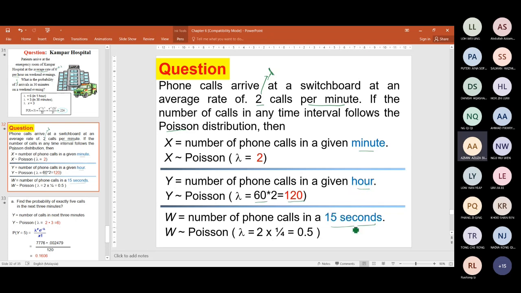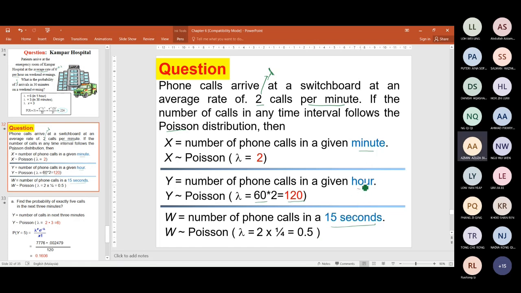If the question asks 15 seconds, then it's smaller than 1 minute, right? So 15 seconds to 1 minute is just a quarter of that. Okay. So 2 times 1 quarter, 1 over 4. So it's just 0.5. Okay, so you have to know how to change.